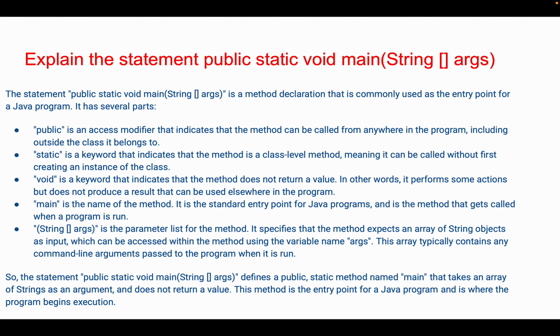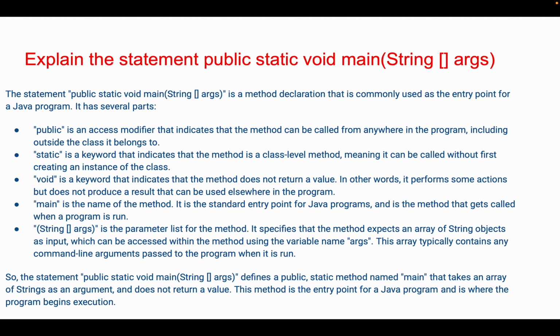It has several parts. The first part is public, an access modifier that indicates the method can be called anywhere in the program, including outside the class it belongs to. Suppose you might have your JVM installed in your C drive, and this program is present in some other drive. Giving the keyword public here gives the flexibility of calling this program from the C drive itself, where your JVM is present.